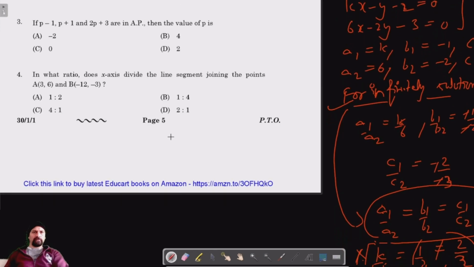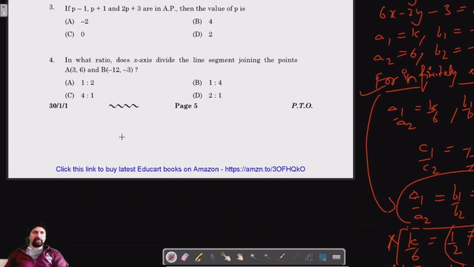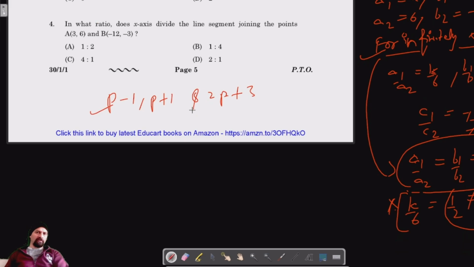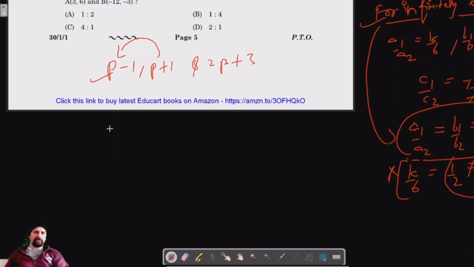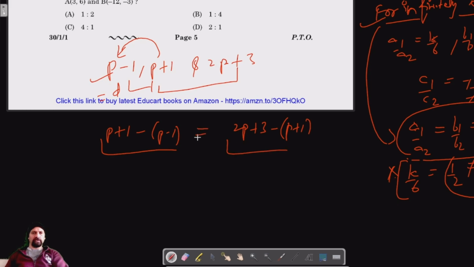Okay, now let's move on to question number 3, where it's given that p minus 1, p plus 1, and 2p plus 3, these terms are in AP. So if these terms are in AP, that means that the common difference should be the same. So if I subtract p minus 1 from p plus 1, our d, that is the common difference, is p plus 1 minus p minus 1. This should give us d. And if I subtract p plus 1 from 2p plus 3, this should also give me d. So this is also d and this is also d, and it should be equal.